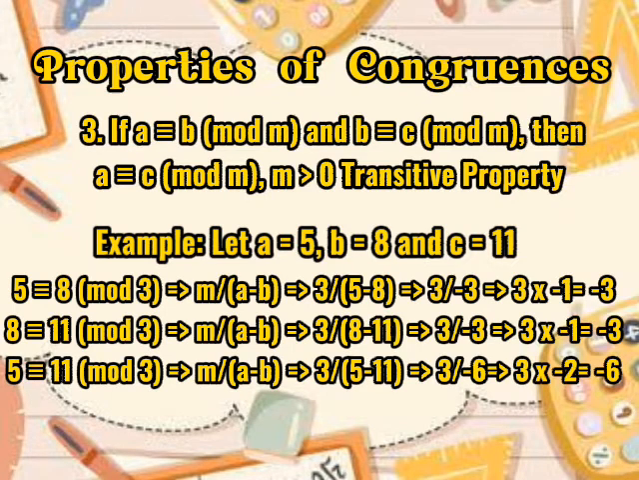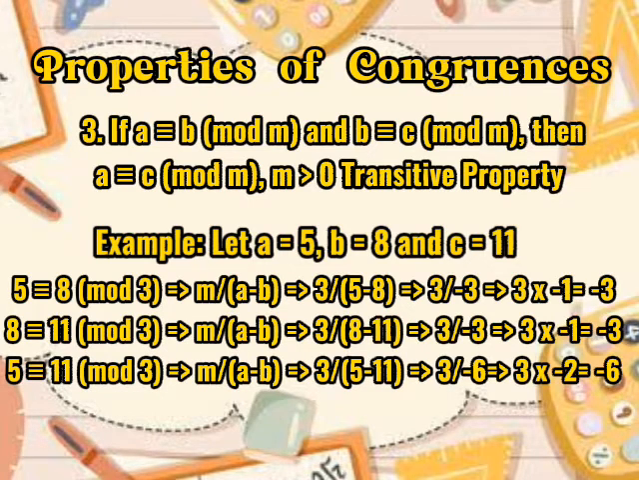5 is congruent to 8 modulo 3, so M divides A minus B, so 3 divides 5 minus 8, and 3 divides negative 3, and we can find a number that can be multiplied to 3 that is equal to negative 3, and that is negative 1. So, that is for A is congruent to B modulo M. For B is congruent to C modulo M, 8 is congruent to 11 modulo 3. M divides A minus B. Thus, 3 divides 8 minus 11, and that is 3 divides negative 3. And we can find a number that can be multiplied to 3 that is equal to negative 3, and that is negative 1.